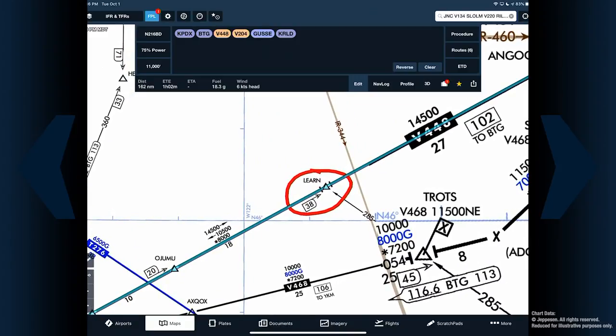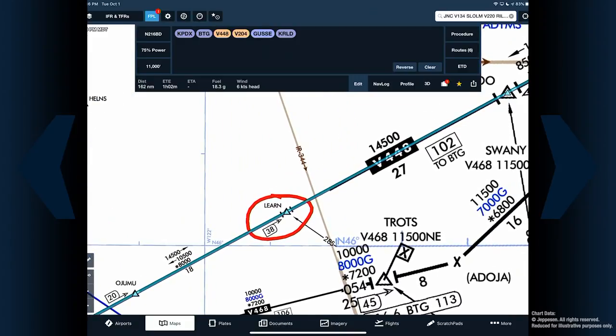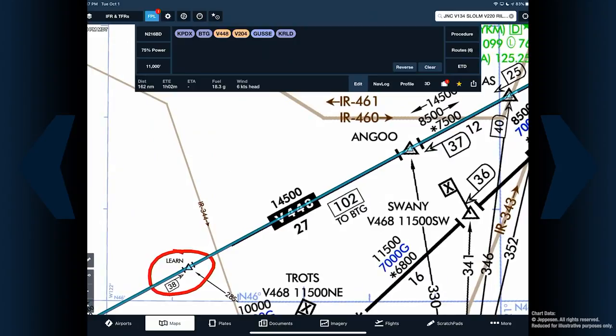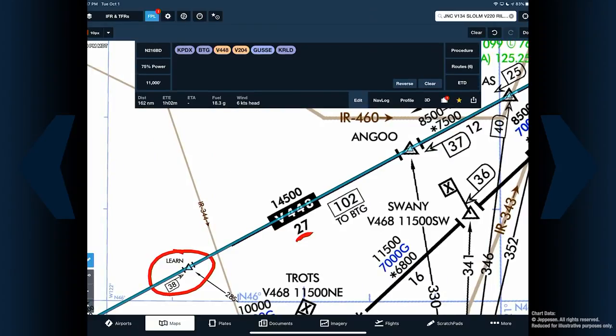At Learn, we're going to get a new set of minimum altitudes. And the 38 in the D means that it is 38 DME from Battleground. So as we go from Learn, you can see now we've got our new segment. The segment's 27 nautical miles long, and we've got our new MEA, 14,500 foot in either direction. Again, these are MSL altitudes.